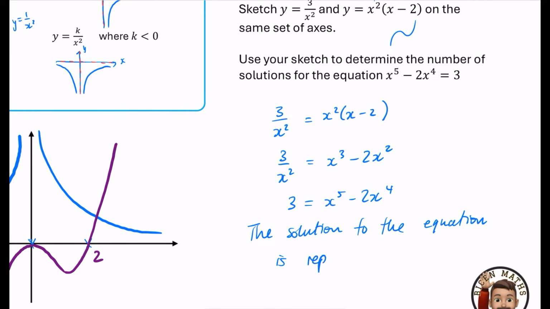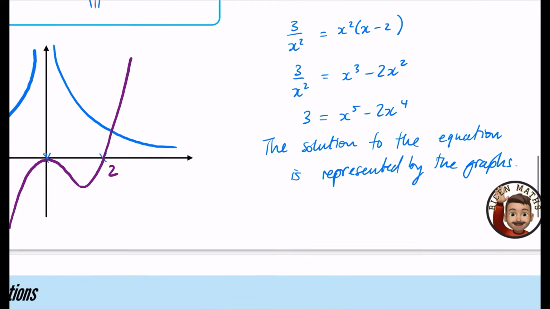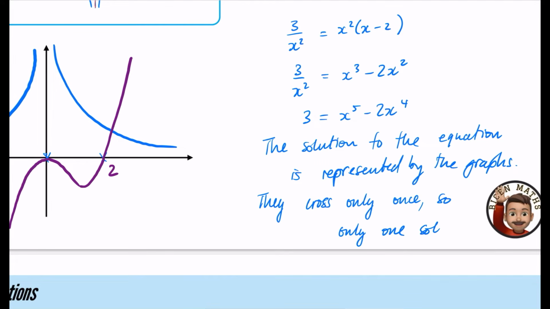is represented by the graphs. They only cross once, so there is only one solution. And that solution would be the x value here.